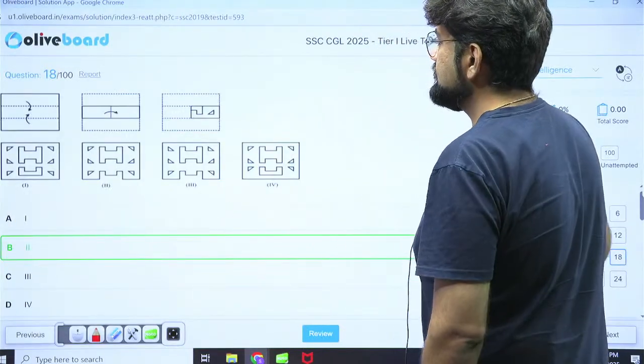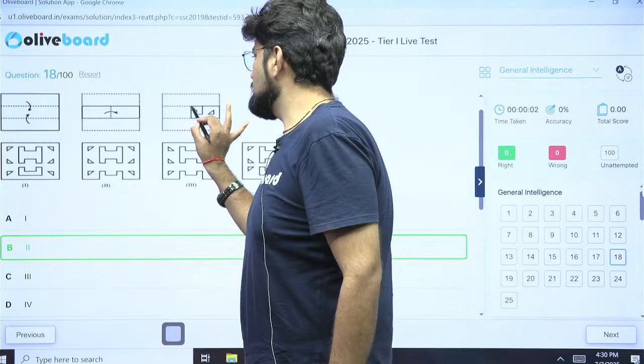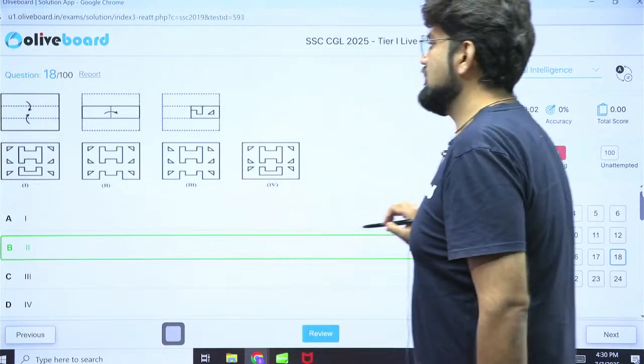Okay. Yeah, I think in the question they should have shown it like this. You know, they should have cut this portion. I've made it better. But any which ways.